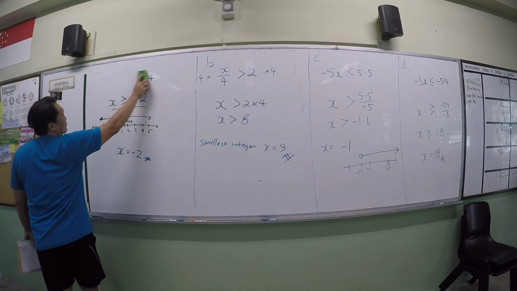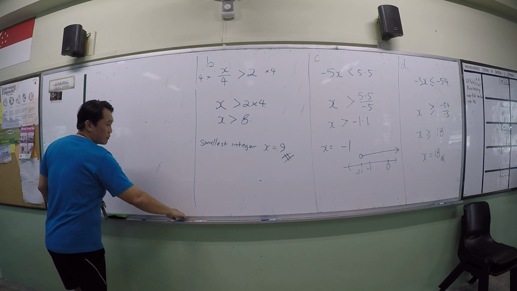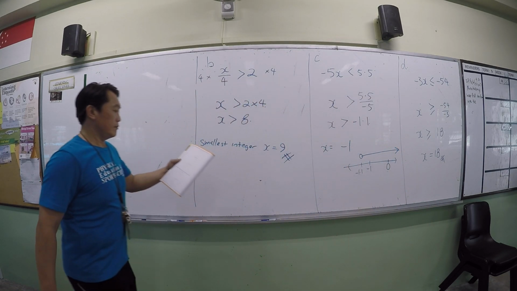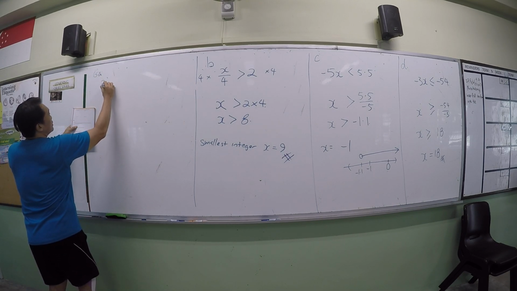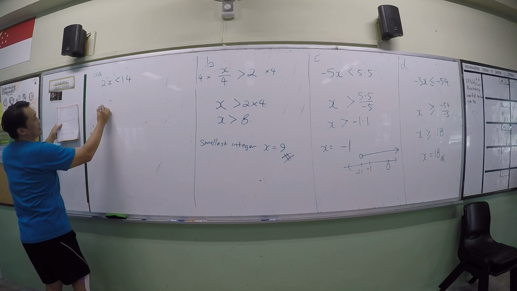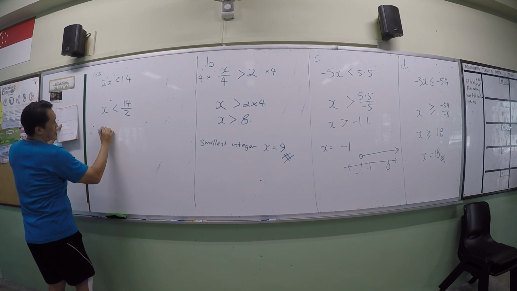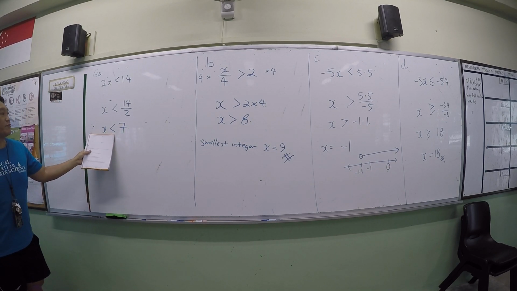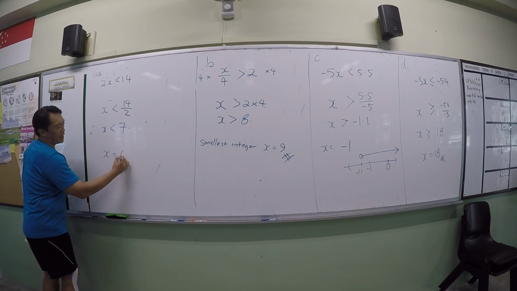6A. I don't want 2 times x, I want 1 times x. So divide both sides by 2. X must be smaller than 7. Strictly smaller than 7. Cannot be 7. So the largest integer x is 6.